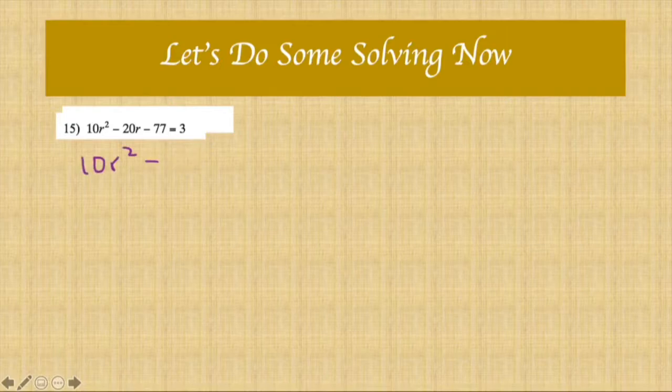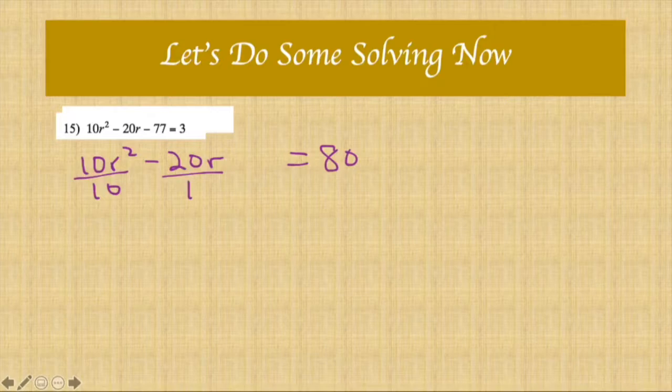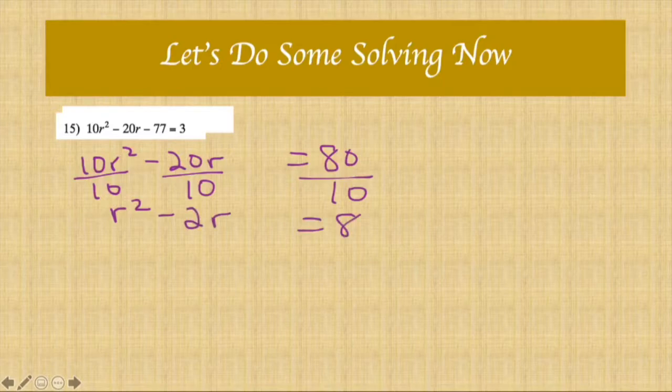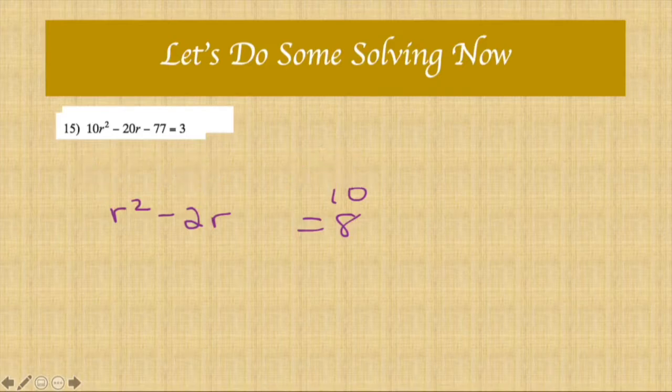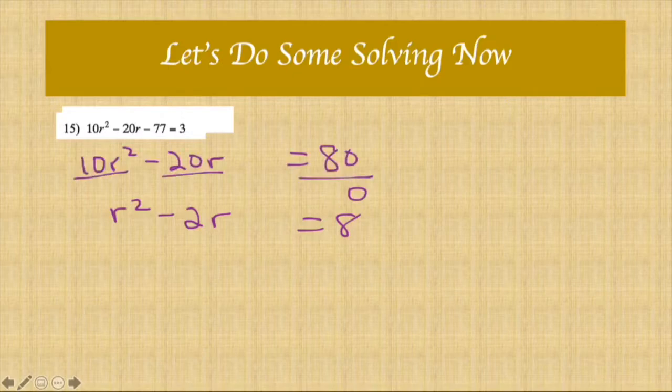10r squared minus 20r equals 80. We have to divide by that 10. And everything goes into that. 10 goes into everything. So that's beautiful. We'll have r squared minus 2r equals 8. And just for space, I'm going to move some stuff around. You leave it on your paper, but I am going to clear some space here so we have some room.